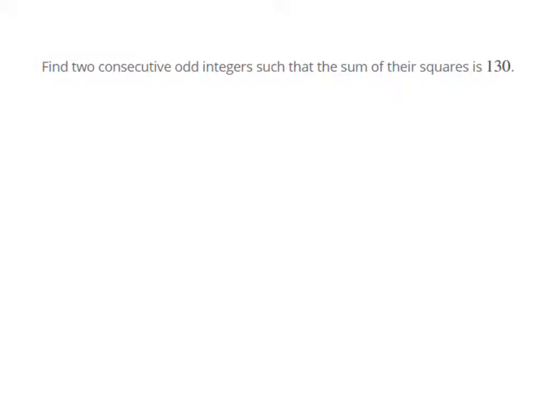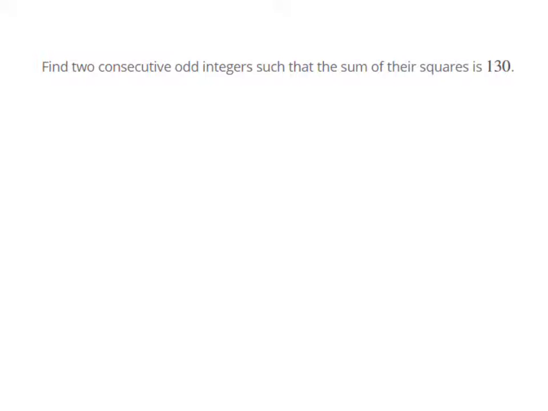All right. Now, this one, every one of these is worded a little bit differently. If you need to fast forward to the type of question you're looking for, feel free. You won't hurt my feelings. Okay, find two consecutive odd integers such the sum of their squares is 130.